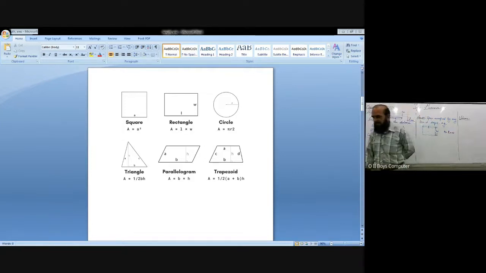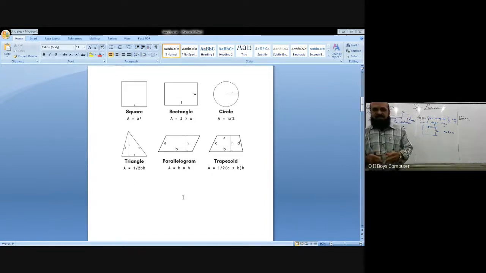And in the same way, different figures have different formulas to find out the area. And in this figure, you can see that different figures have different formulas. For example, the square, its area is equals to L square. The trapezium, it is equals to half into sum of the parallel sides into height. Circle's area can be found out with the help of pi and the radius of the circle, that is pi r square, etc.